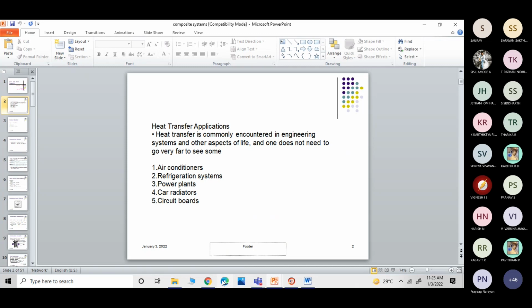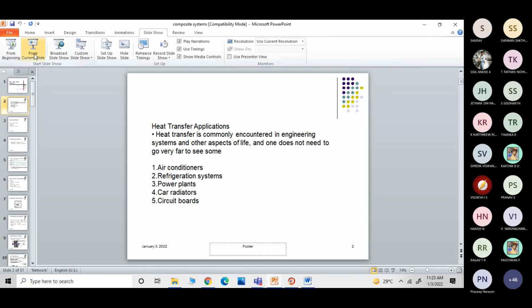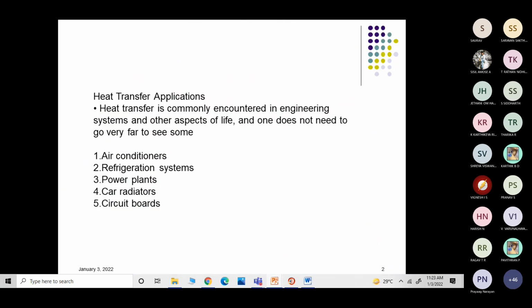We will be using the applications of heat transfer in air conditioners, refrigerators, power plants, car radiators, and circuit boards. In air conditioners, where do we use this concept of heat transfer? Anyone? All of you studied refrigeration and air conditioning in thermal engineering systems. Whatever we studied earlier, we will be discussing the extension of it here.